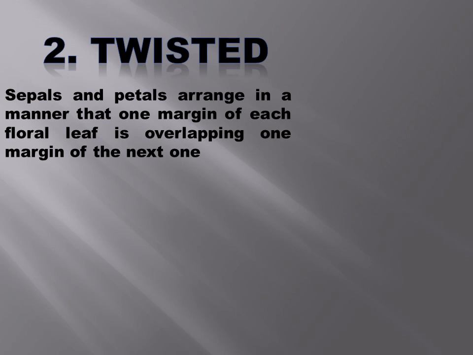The second type is twisted. When the sepals or petals are arranged in a manner that one margin of each floral leaf is overlapping one margin of the next one, and its other margin is overlapped by the previous one, it is called the twisted estivation.